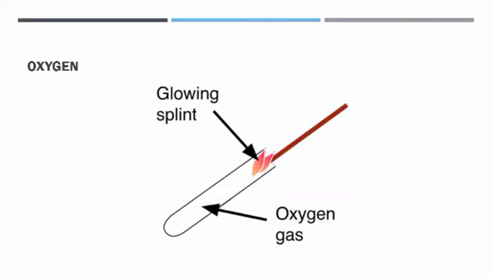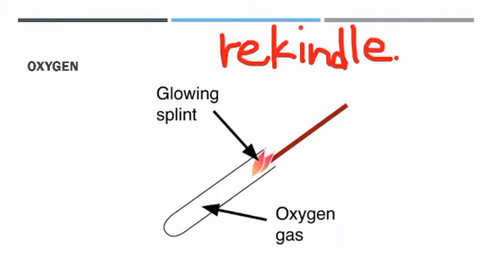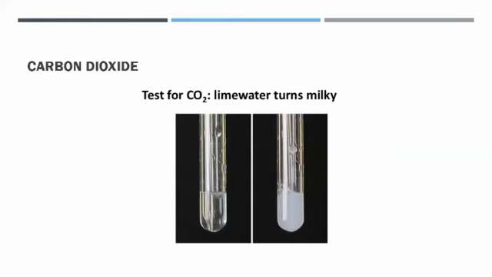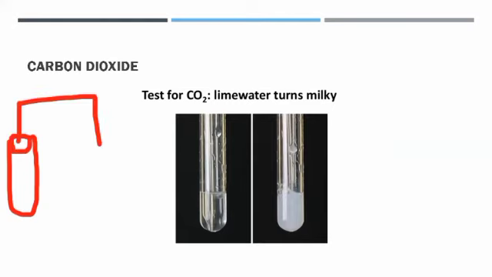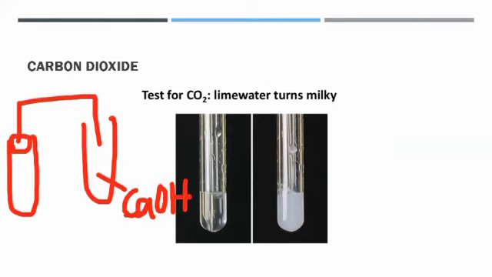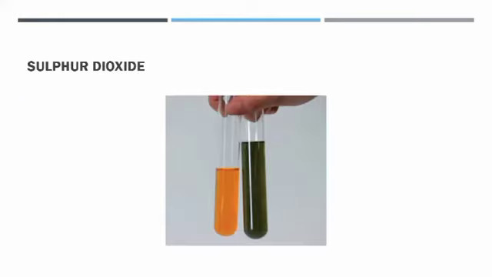Then if I have oxygen, I'm going to bring a glowing splint near the gas, and the splint is going to rekindle. You will then see a flame when you bring it near the gas if oxygen is present. Then I have the test for carbon dioxide. I have my gas formed in this test tube, and I'm going to use a tube to pass it into lime water. This is my lime water, Ca(OH)2. That lime water is going to turn from clear to milky, which will be a positive test for carbon dioxide.